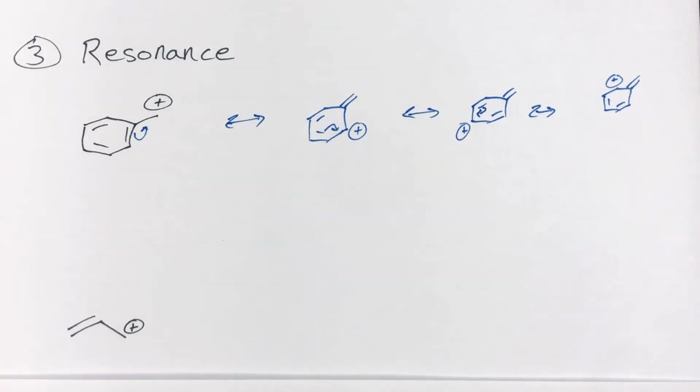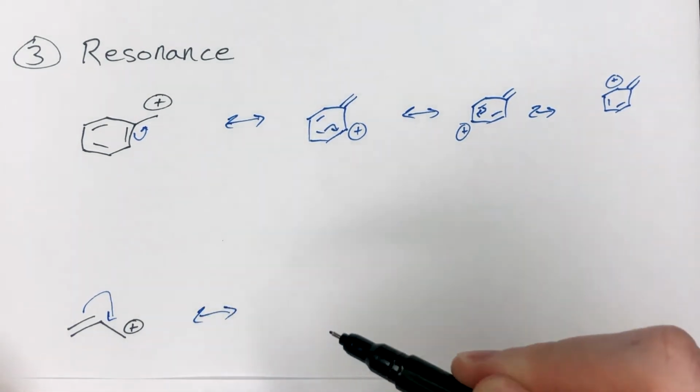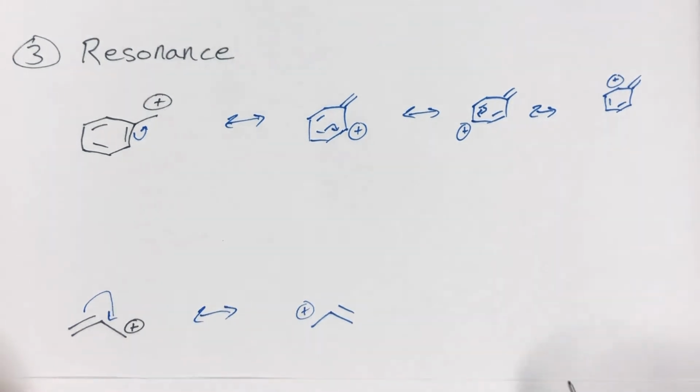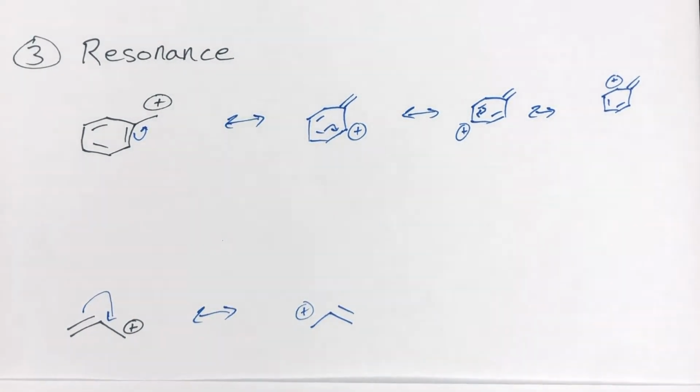Here's our next question. You should be able to rank these simply because of the number of resonance structures, because here you only have one additional one. You start with one resonance structure and you can only draw one more. Here we start with one resonance structure and we can draw three more. So the benzylic carbocation is much more stabilized because of this extended resonance.